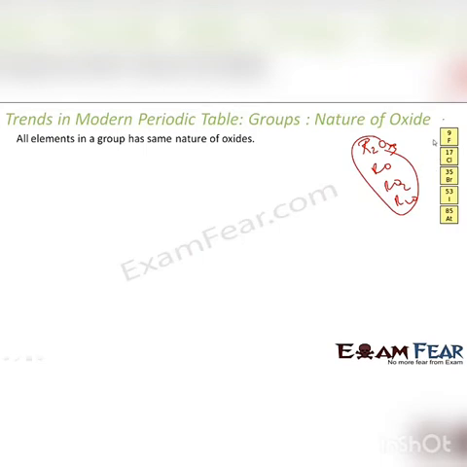Here also you can see that they have the same nature of oxides, because the nature of oxide also depends on the electronic configuration of the atom, right? So the number of electrons in the outermost shell is the same, so the nature of oxide is also the same.